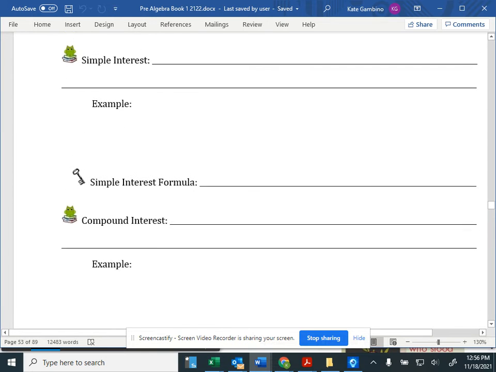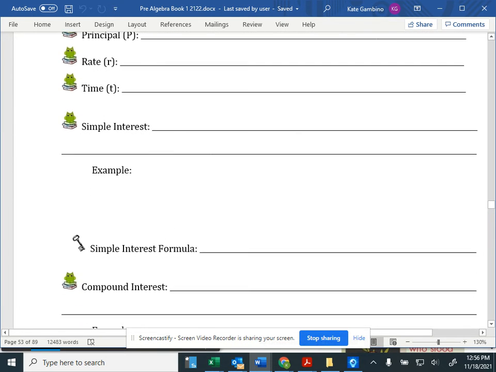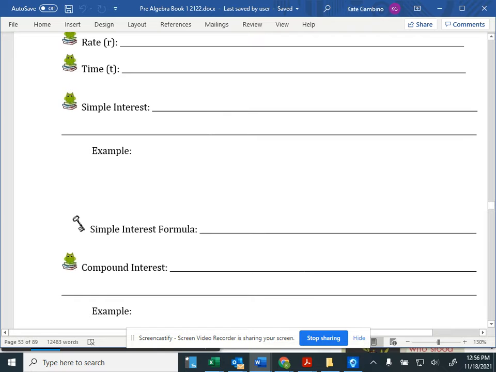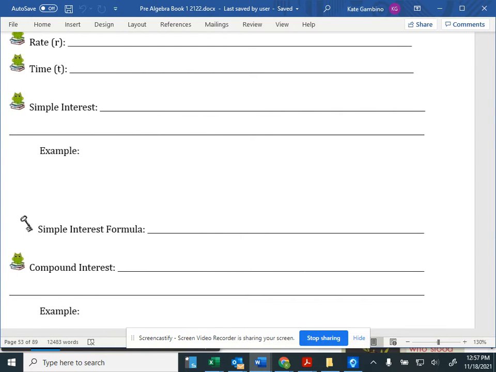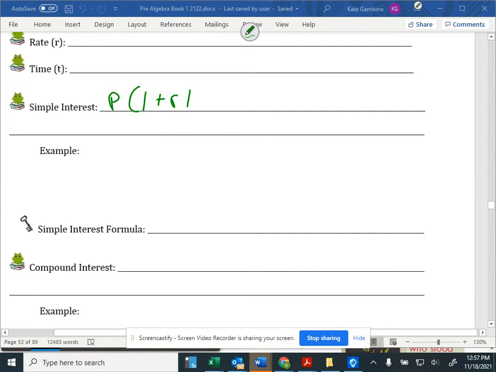Oh my goodness, I never wrote this simple. We did write the simple interest down. Oh, that simple interest, that was the formula. Okay, I put it up higher. That simple interest was just that formula that I wrote: P times (1 plus rate times time). Okay, that's your formula for the simple interest.